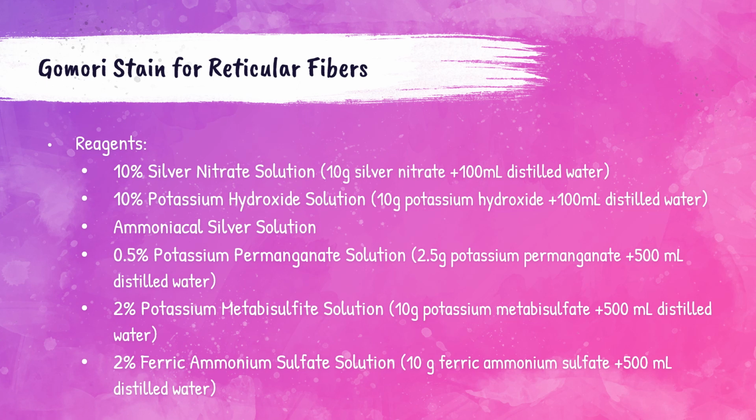2% potassium metabisulfite solution, which is prepared by combining 10 grams of potassium metabisulfite with 500 milliliters of distilled water. 2% ferric ammonium sulfate solution, which is prepared by combining 10 grams of ferric ammonium sulfate with 500 milliliters of distilled water. Let's go to the next page here. We've got more reagents.